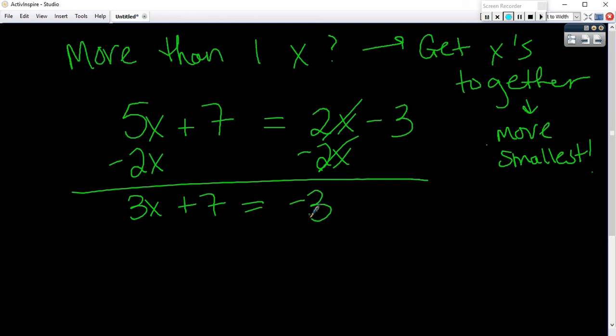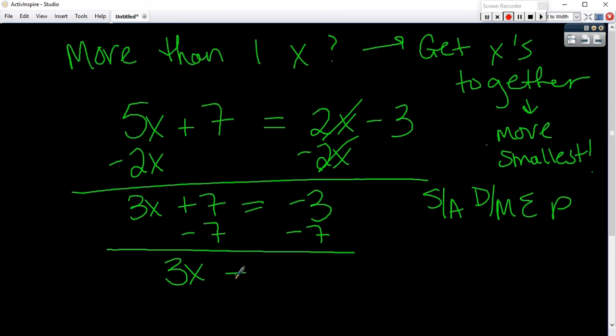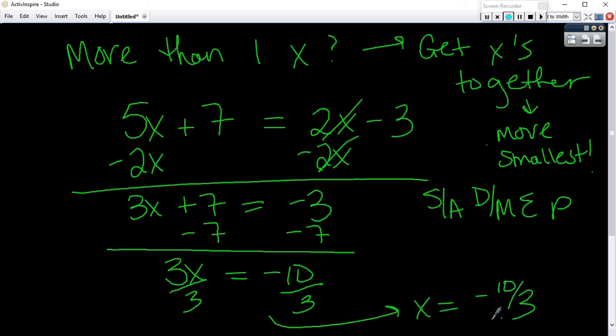Now I'm back to an equation with 1x. So what do I do? SAD map. Subtract 7 first. Exactly. Once you get to the point again where there's only 1x, I go back to the SAD map every single time. Okay. So subtract 7. Now what? Divide by 3. And I'm going to leave it just like that. There's nothing wrong with that answer at all. It's an improper fraction, but that's better than a decimal for sure.